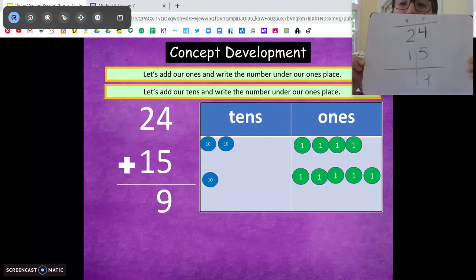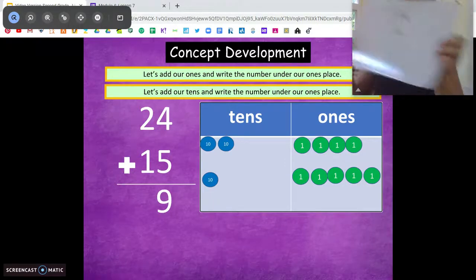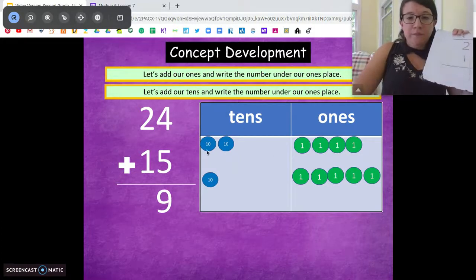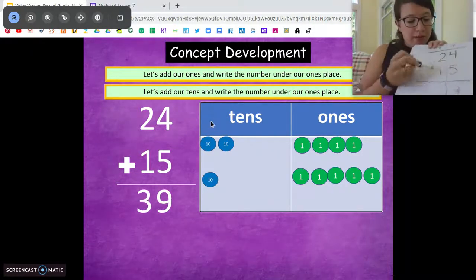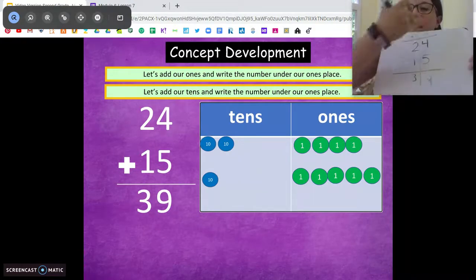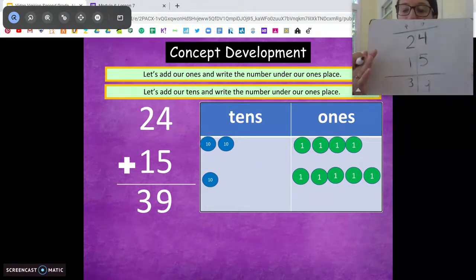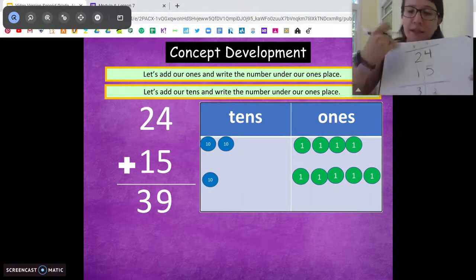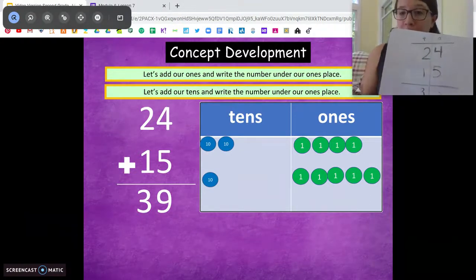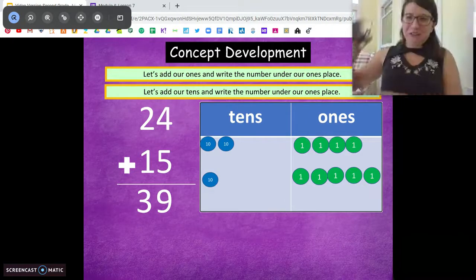9, and we just write it underneath there. You see that? Okay, and then how many 10s do we have? You can see it on your chart. We have 3 10s. Adding 2 plus 1, we get 3. Ta-da! So we're just keeping everything in its place. We're adding down. We're adding our 1s together, we're adding our 10s together. So 24 plus 15 is 39.